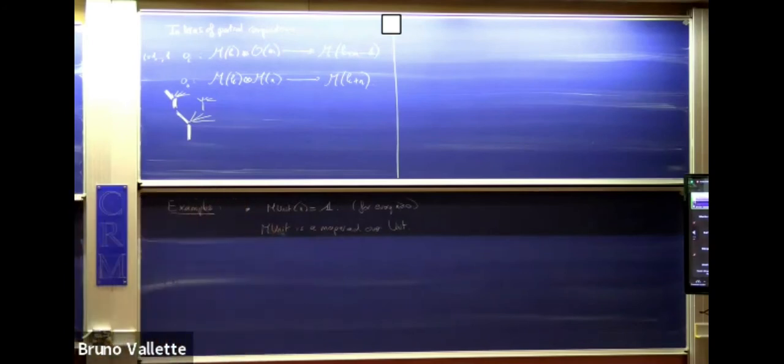Is the second operation a horizontal operadic composition, placing the trees next to each other? No, I don't think so. So no, yeah, I don't think so.